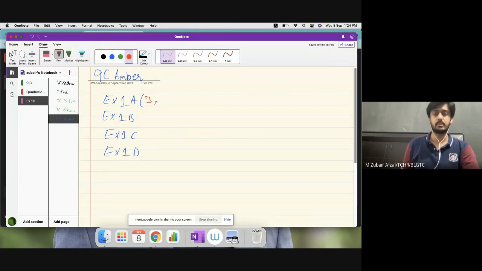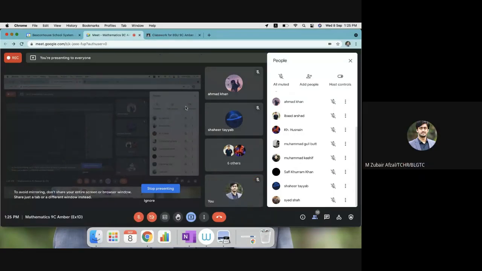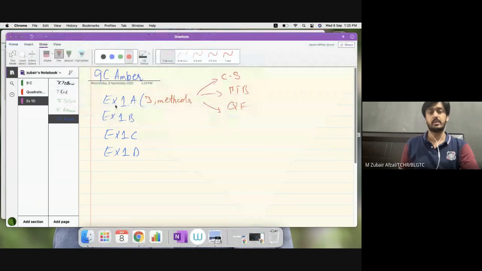We had 3 methods. Those were completing square, mid-term breaking, and the third one was quadratic formula. Exercise 1A, 3 methods: completing square, mid-term breaking, and quadratic formula.